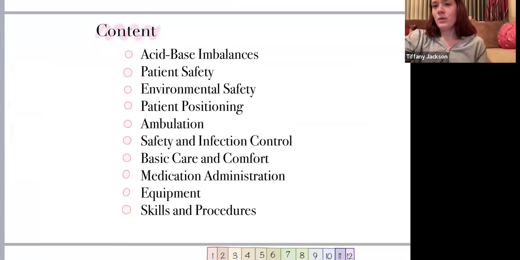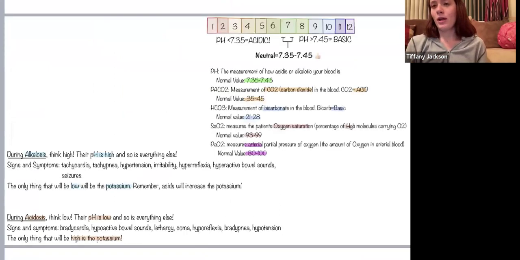So the first thing we're going to talk about is our acid-base imbalances. It's going to be really important that we know how to identify what imbalance is occurring. So first step, we always look at our pH. Is our pH neutral? Is it acidic or is it basic? We also need to know what our normals are. Big thing is the patient alkalotic or are they acidotic?